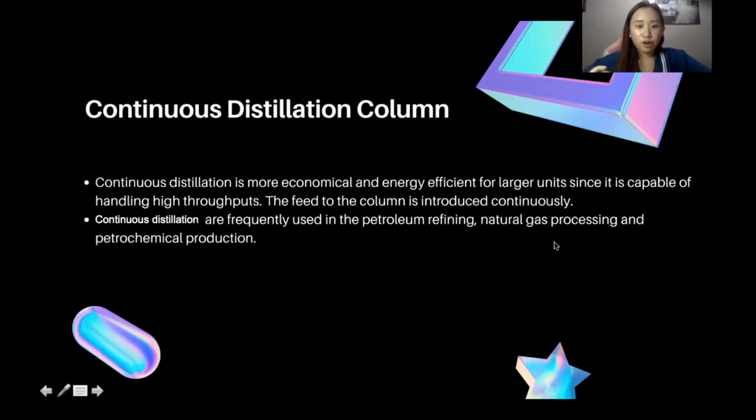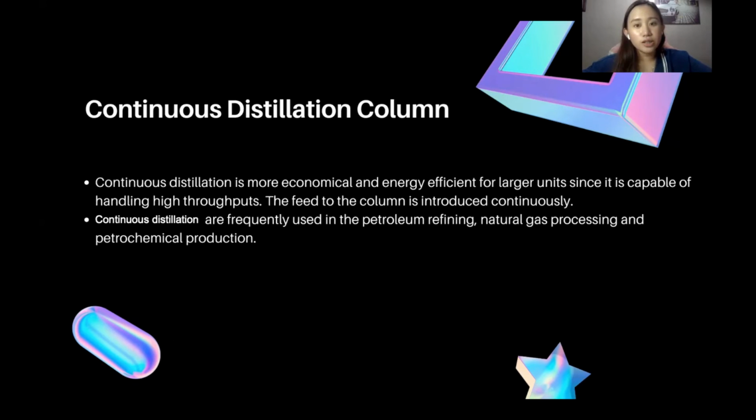The second category of distillation column is known as the continuous distillation column. The main idea here is that the feed is introduced continuously. Continuous distillation is more economical and energy efficient for larger units since it is capable of handling high throughputs. The feed to the column is introduced continuously, meaning that there will be no interruption unless there is a problem to the whole distillation process or the whole distillation column.